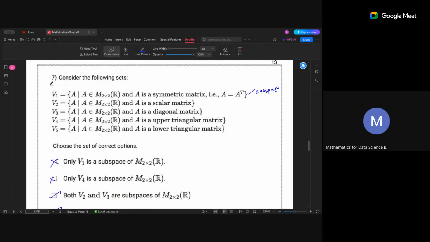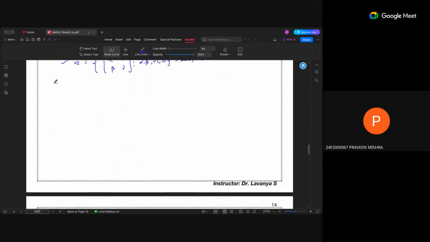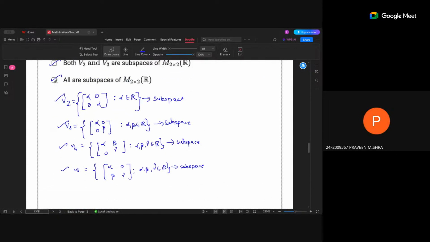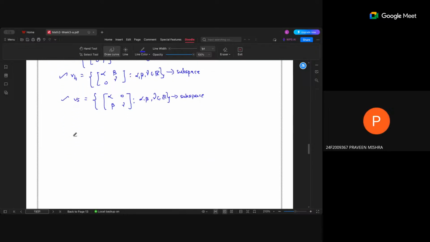Yes, ma'am. Can I suggest an example? The set of all polynomials of degree less than 2 with real coefficients. Yes, you are saying a good example, but this is not the place where I can explain this to the other students because we are not considering polynomials for this course. But your example is valid. Okay, ma'am.